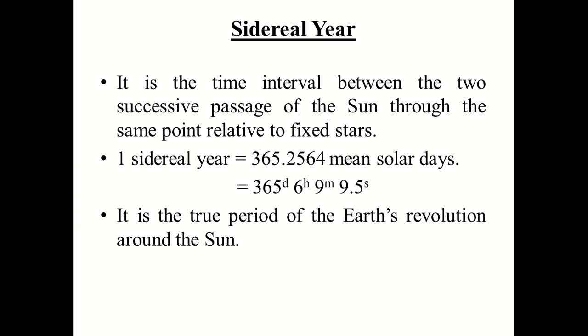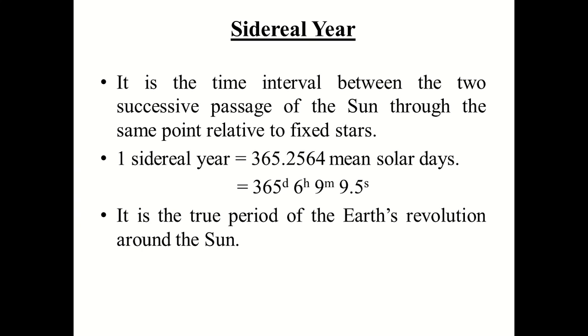Because the fixed stars are fixed in position, it represents the true period of Earth's revolution around the sun. But the tropical year is based on the vernal equinox. The vernal equinox shifts every year, which we will discuss later. Exactly one sidereal year is 365.2564 mean solar days. That means 365 days, 6 hours, 9 minutes and 9.5 seconds.